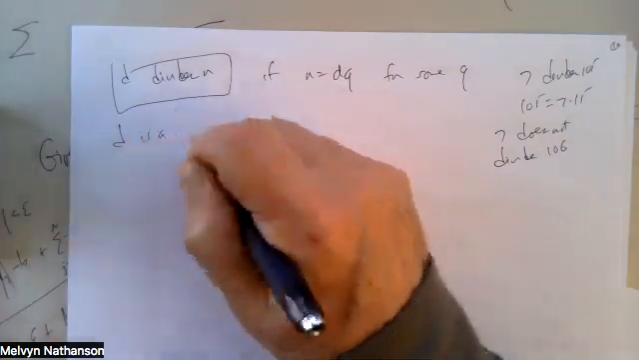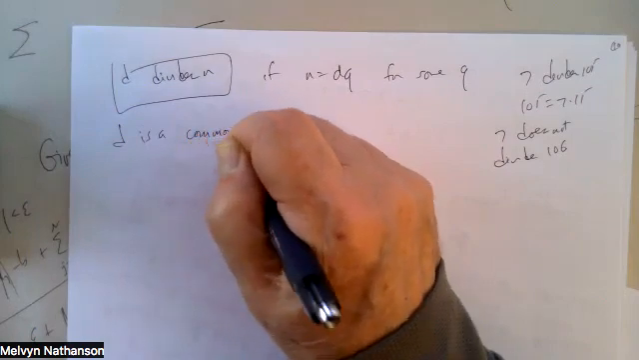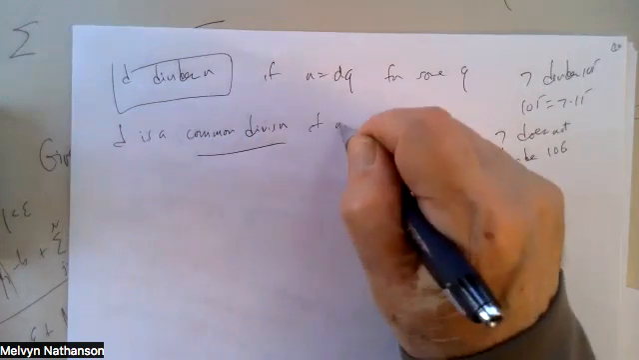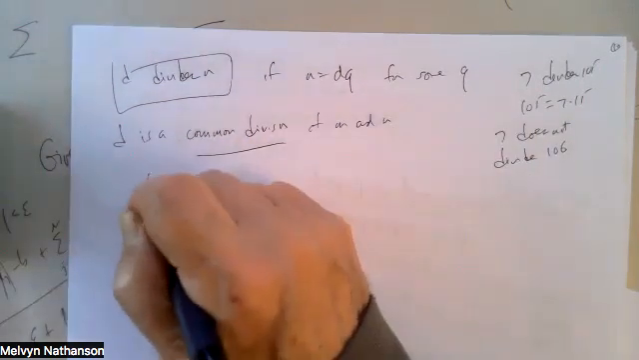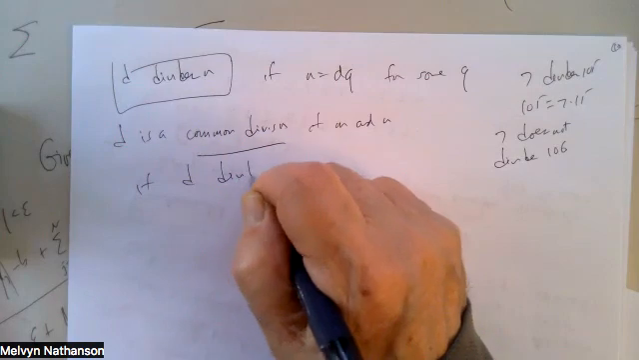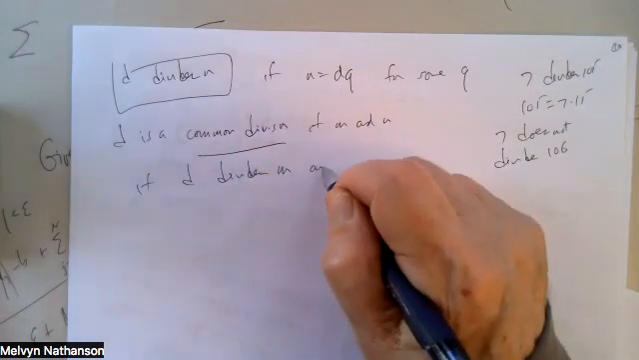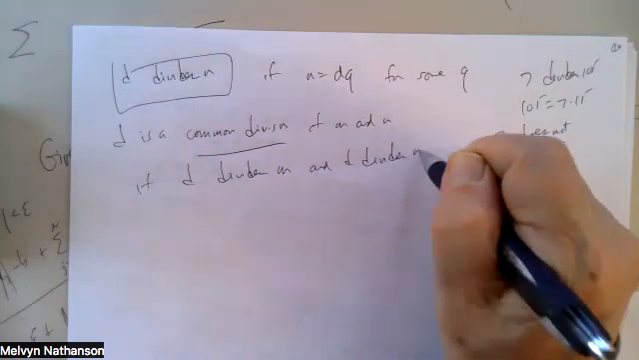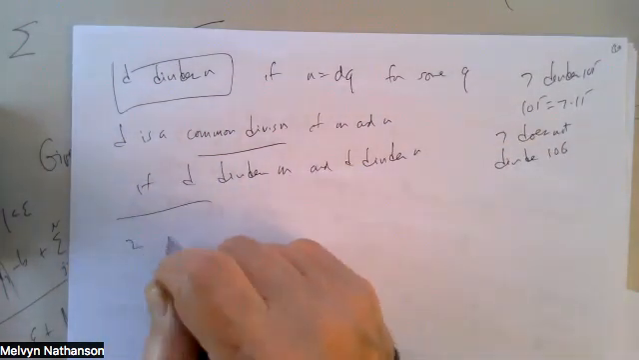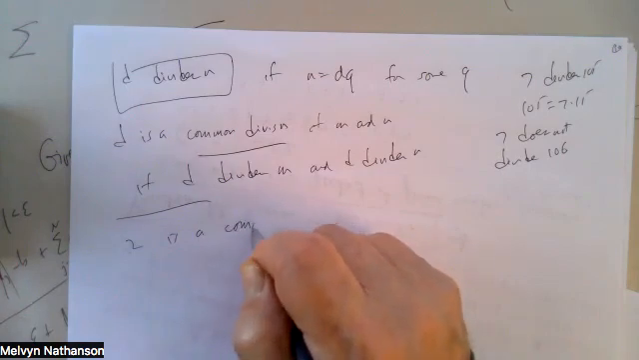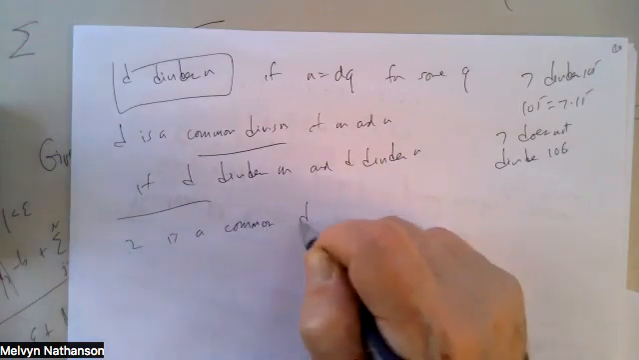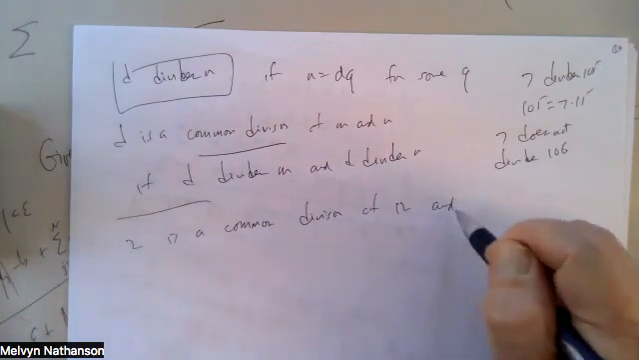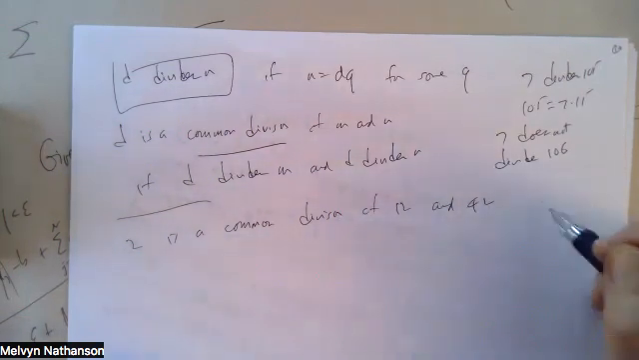D is a common divisor of two numbers, M and N, if D divides M and D also divides N. So 2 is a common divisor of 12 and 42.